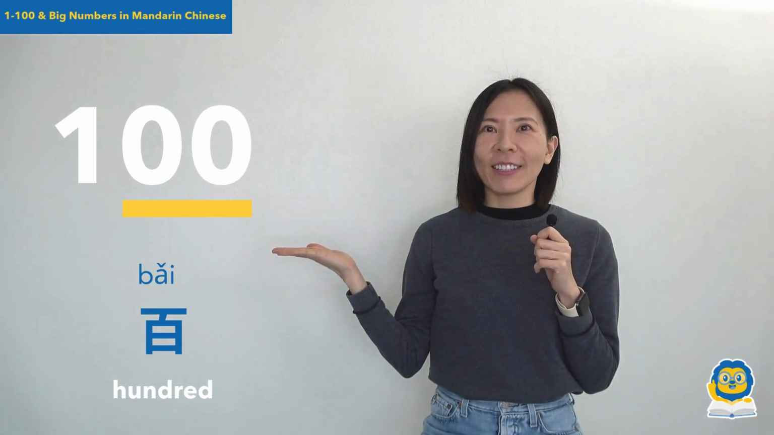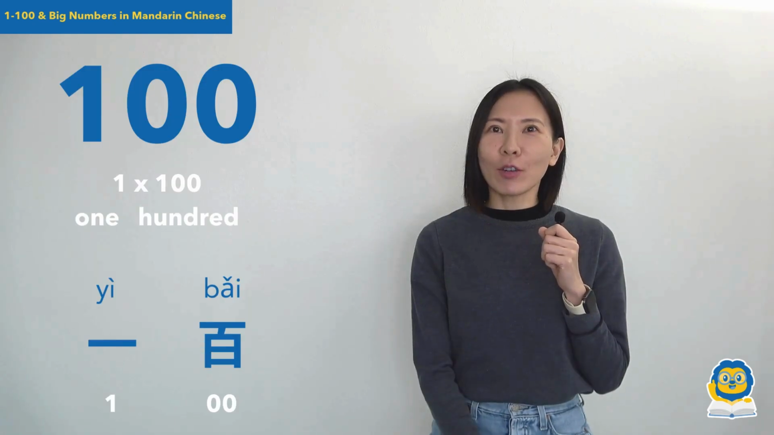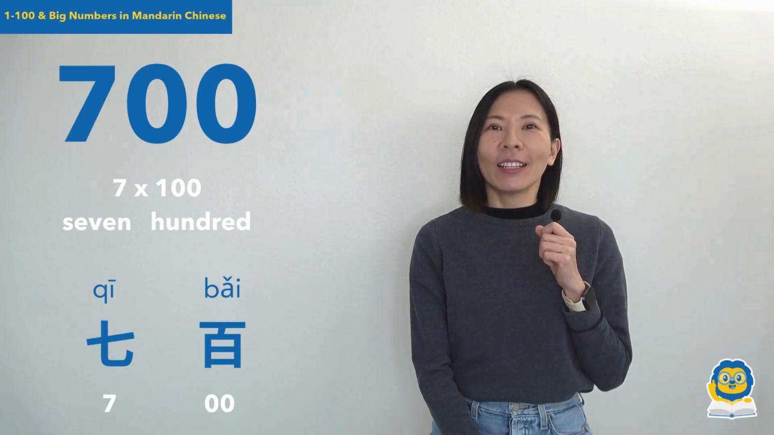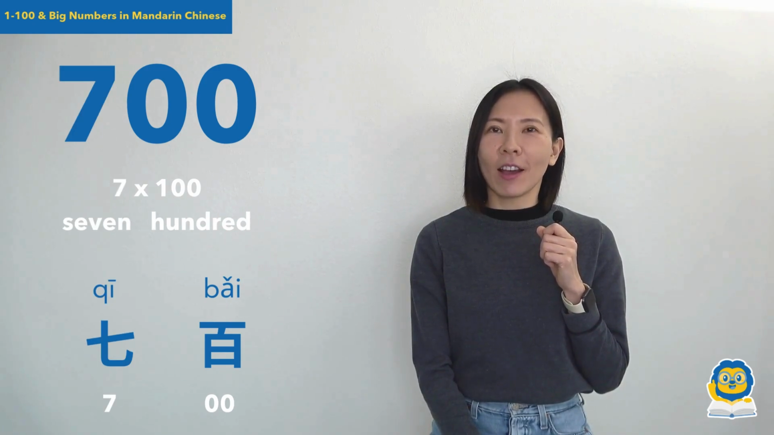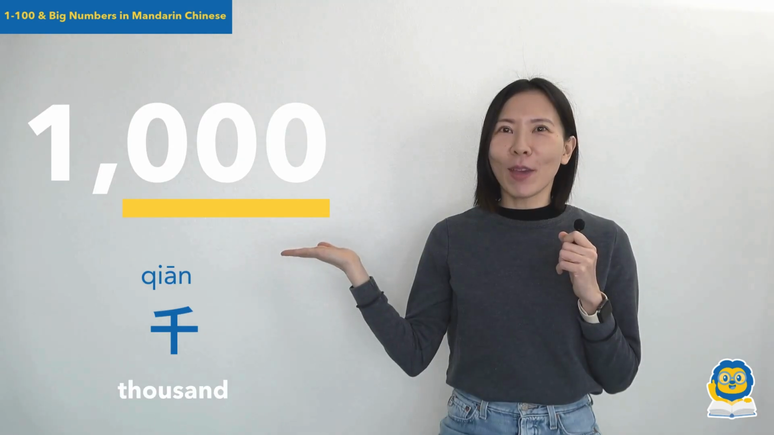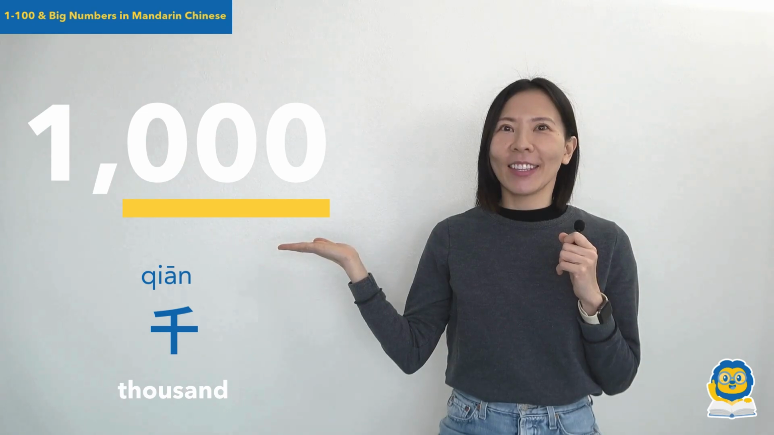100 in Mandarin Chinese is 百. 100 would be 1 and 100. 1 is 一, 100 is 百. 一百 is 100. 700 would be 7 and 100. 7 is 七, 100 is 百. 700 would be 七百.